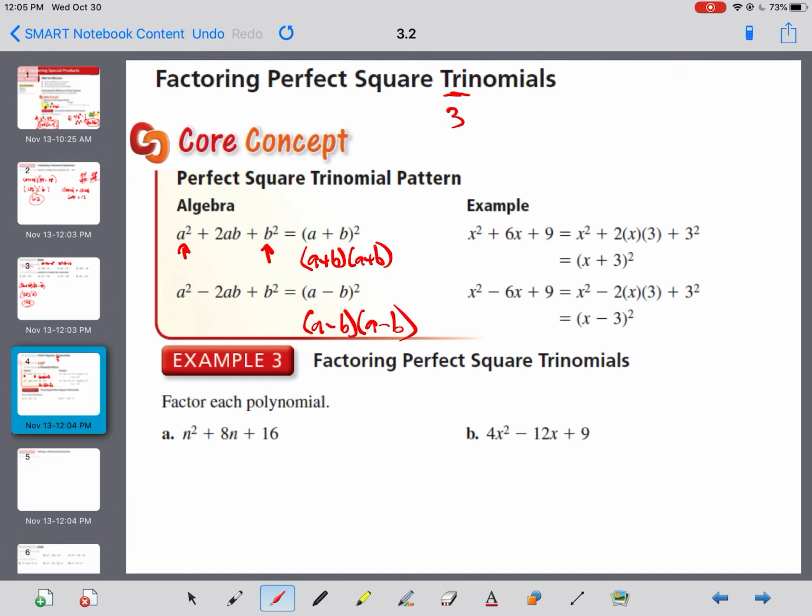Notice this time, in our 2 parentheses, it's the exact same thing. Plus plus, minus minus. Difference of squares gives you different signs. With that plus at the back, you're both going to be plus, or you're both going to be minus.